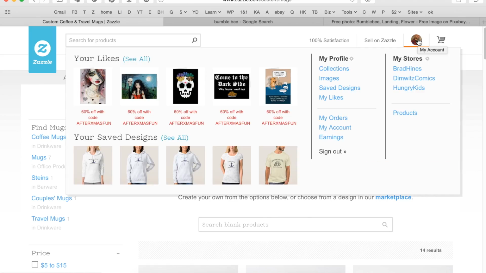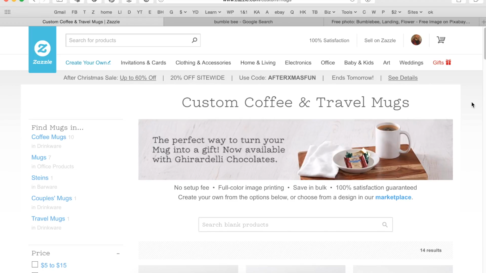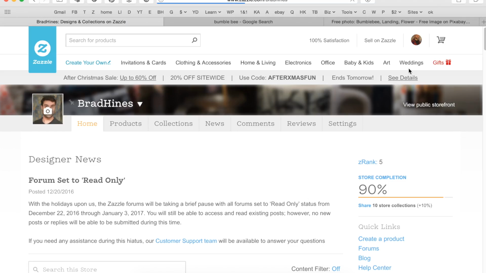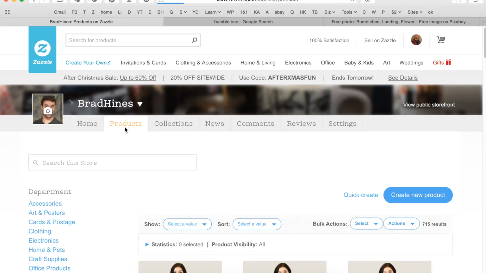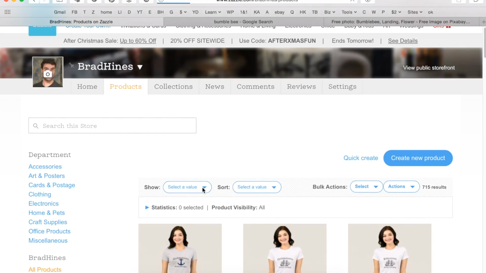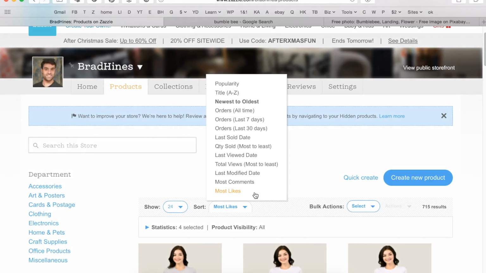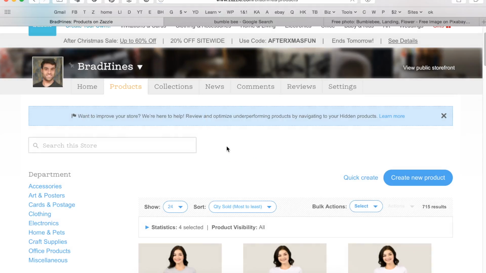Another thing that's important in terms of knowing what sells is not just on the site as a whole, but also focusing in on your own products, finding out what your bestseller is, what your bread and butter is, so to speak. What I recommend is to go to products in your store, and then over here in the menu where you can sort them by the most sales. So the quantity sold most to least.